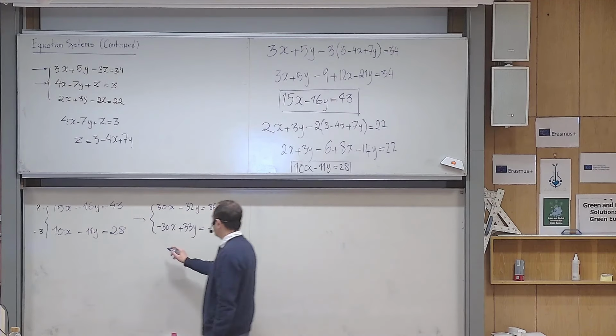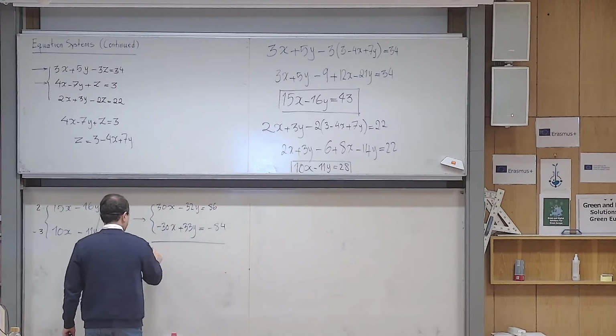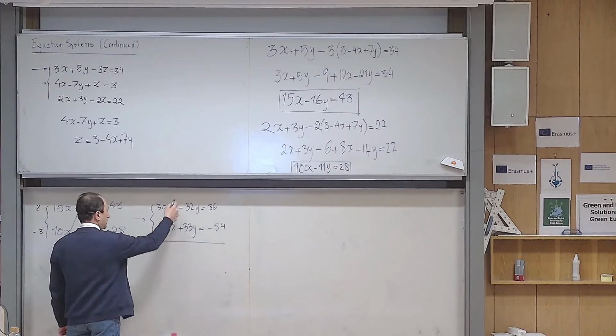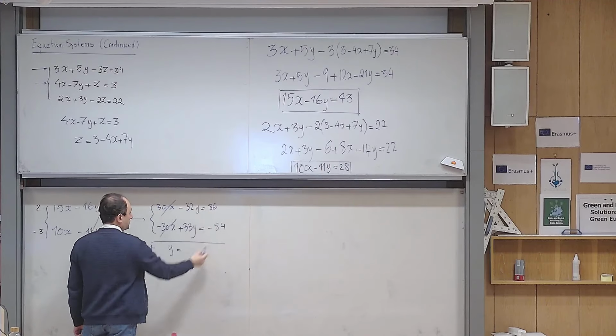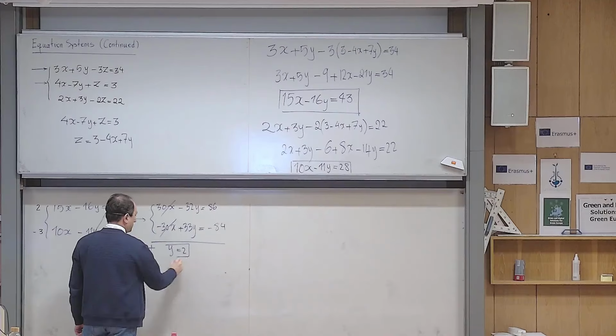Okay, but now what do I know? What I do? I will add, because that's the addition method I'm using. So these two are gone. This is extremely simple. What's that? Y. And this is also extremely simple. 2. So finally I got the Y.